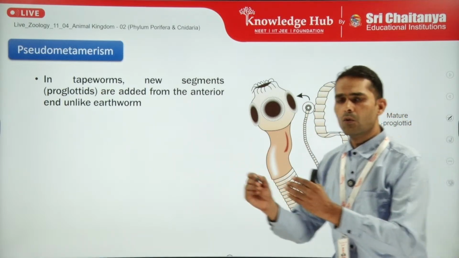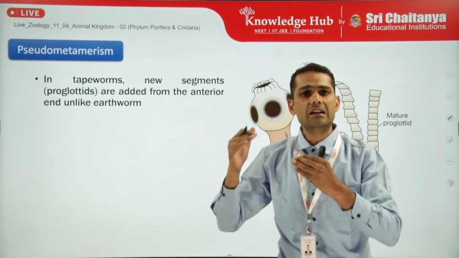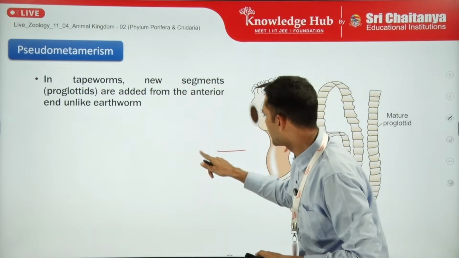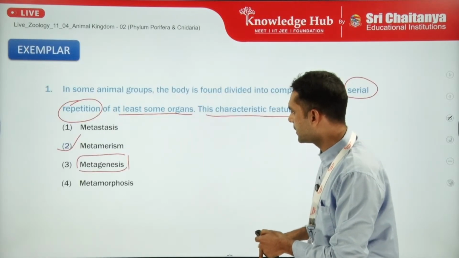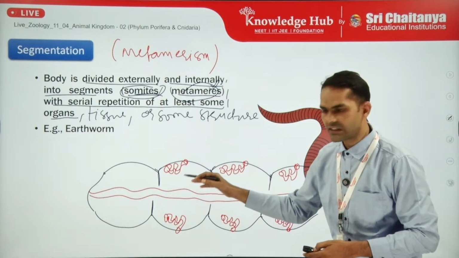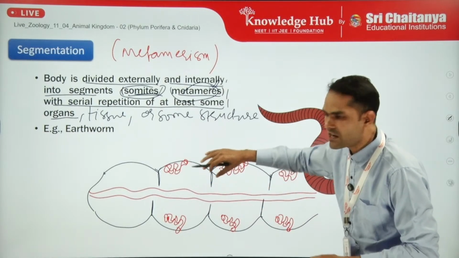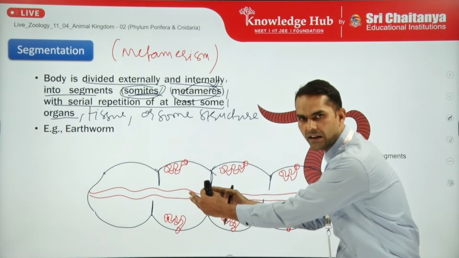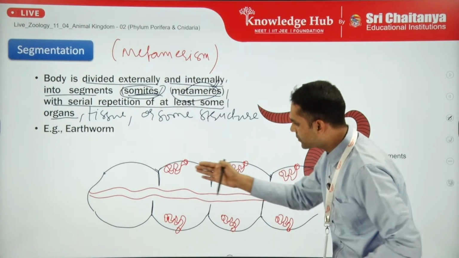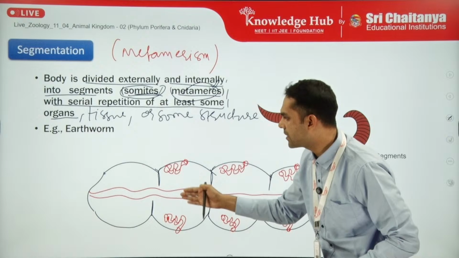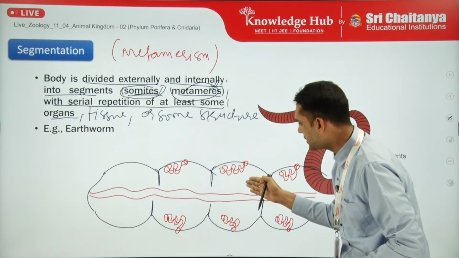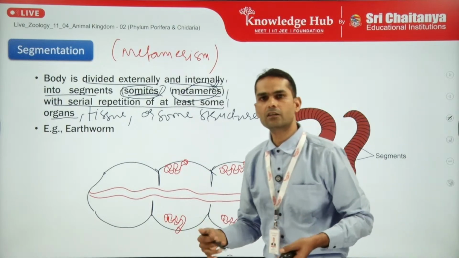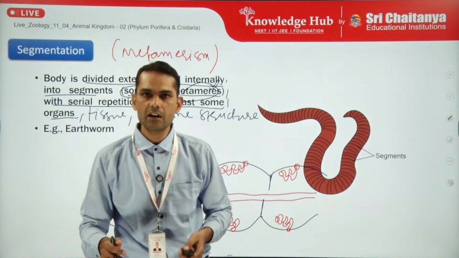Further, to have a true segmentation, the different segments must coordinate with each other. For example, in the diagram here, in which I have shown the serial repetition, different segments are not behaving independently. They are behaving in a coordinated manner with the neighboring segment. So this segment will behave in a coordinated manner with the adjacent segment, and similarly this segment will behave in a coordinated manner with its adjacent segment and so on. So this is also a requirement for true segmentation.